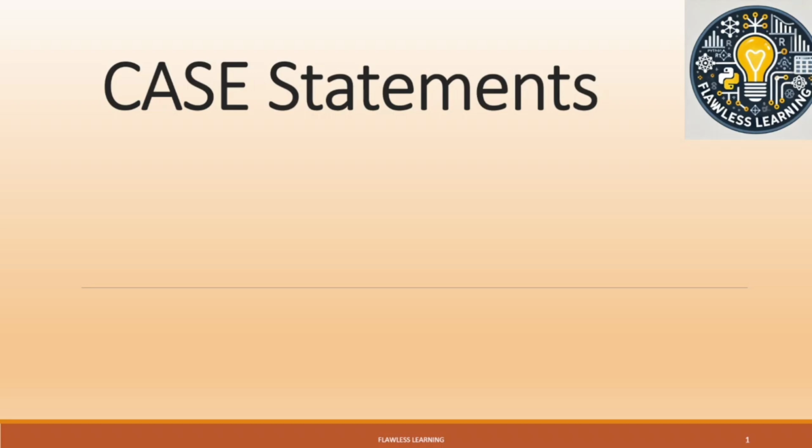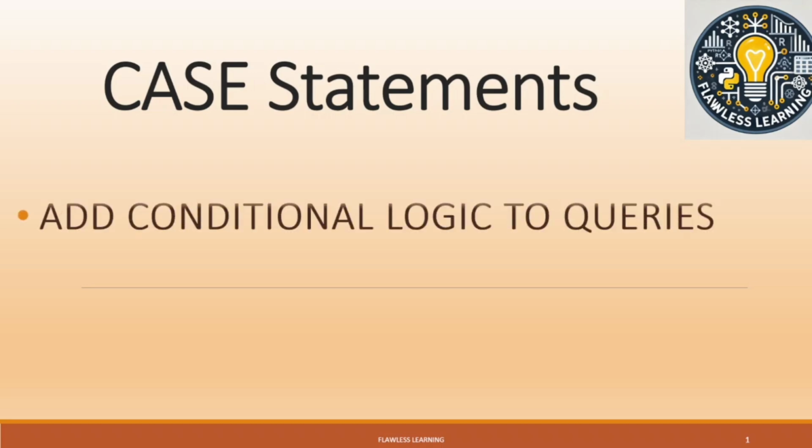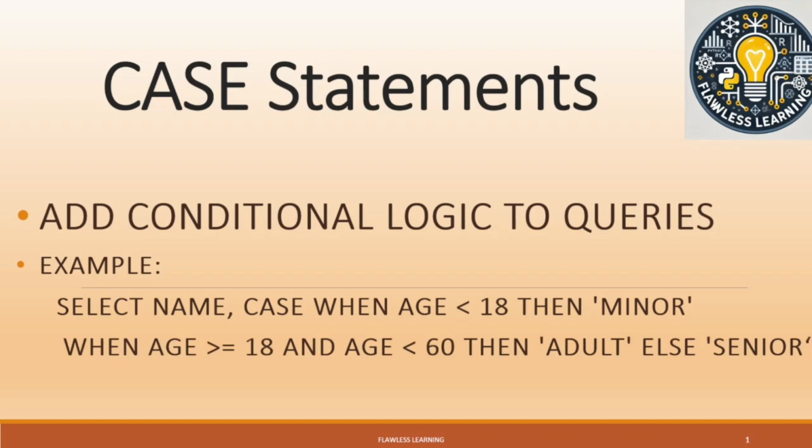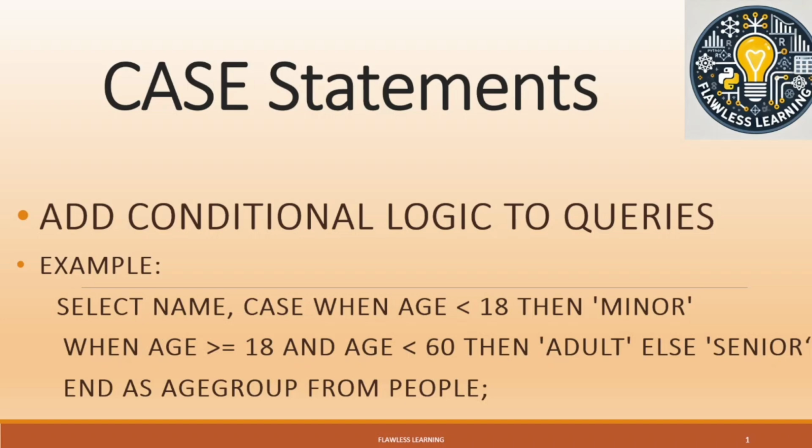First of all, there is the case statement. Case statements let you implement conditional logic directly in SQL. They are great for dynamically grouping or categorizing data, making your queries smarter and more adaptable. So what is the example? If you want to create an age group, where age is less than 18 they are minor, and age is less than 60 they are adult, else senior, this kind of age group with conditional logic, you will use the case statement.